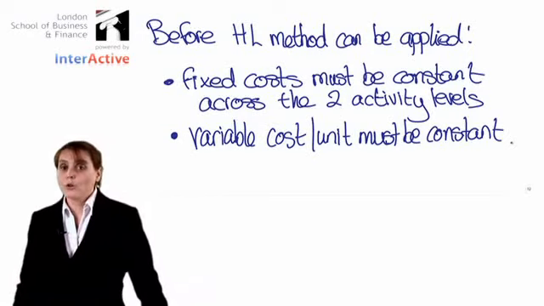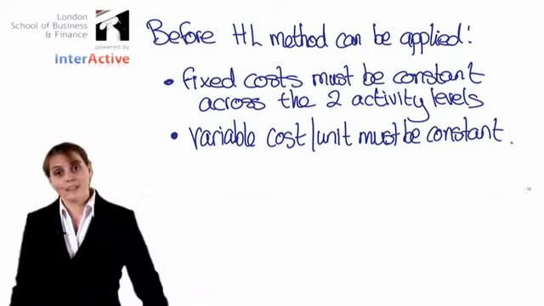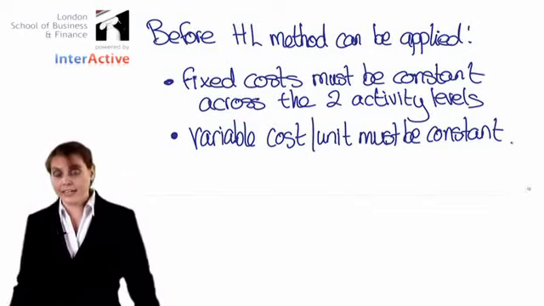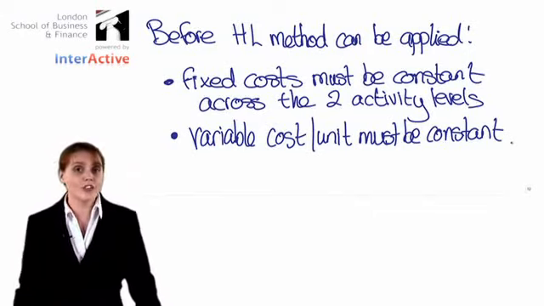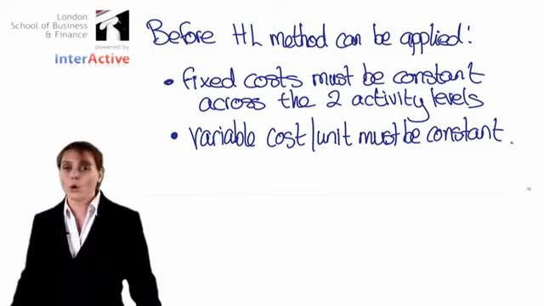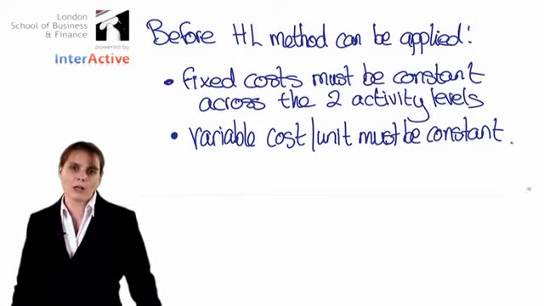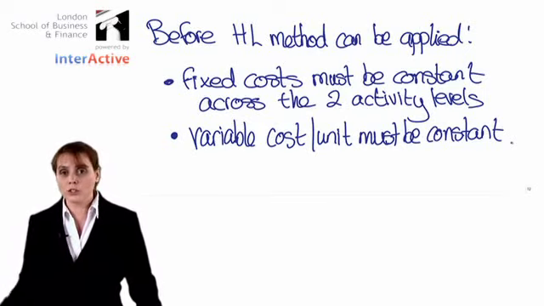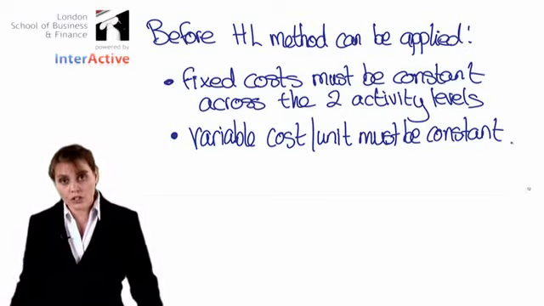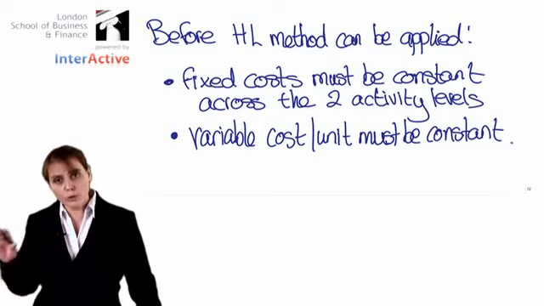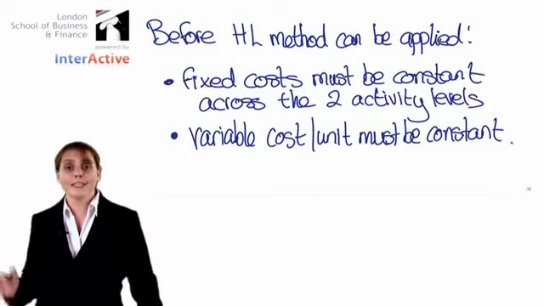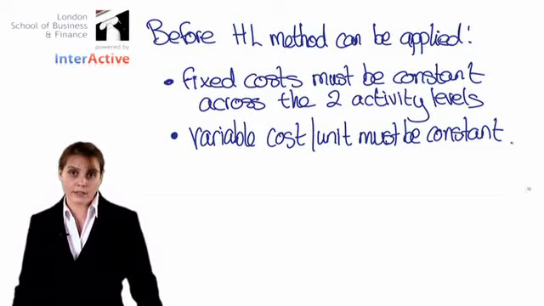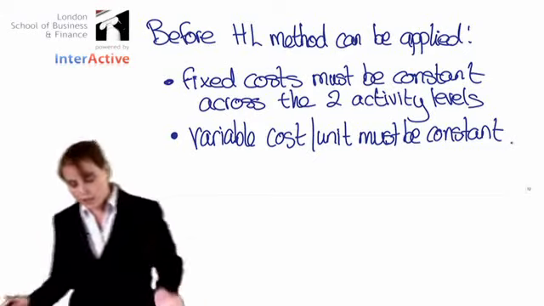If you are told in a question that either of these things are not the case, so if there is a change in our fixed costs or if there is a change in the variable cost per unit, then the first thing you must do is adjust your data to remove that change in the fixed costs. So let's look at our data again.